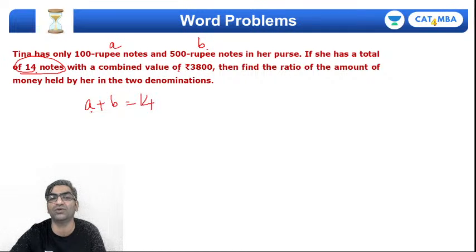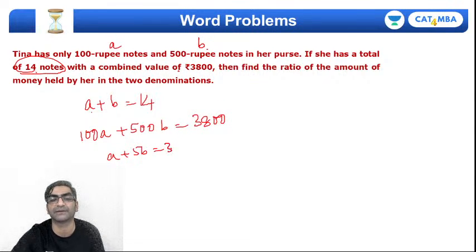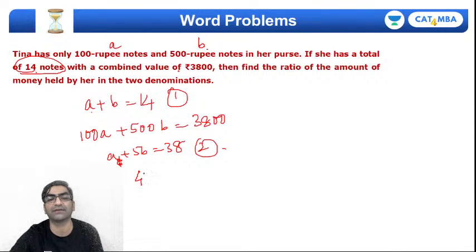What's the value of A notes? Each note is worth 100. So the value of these will be 100A plus 500B, which the question says equals 3,800, which means A plus 5B must be 38. Alright, which means if you subtract equation 1 from equation 2, that will cancel out A. I'll get 4B is equal to 24, which means B is 6. If B is 6, then A must be 8.